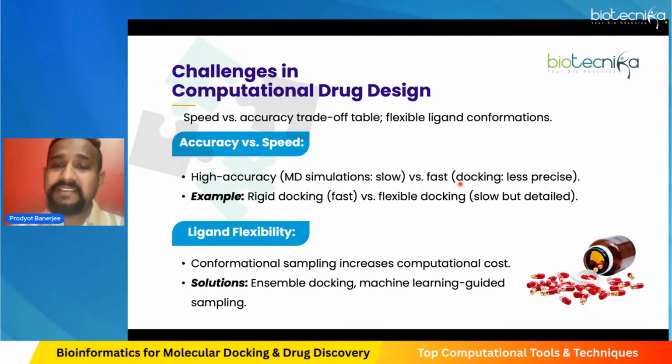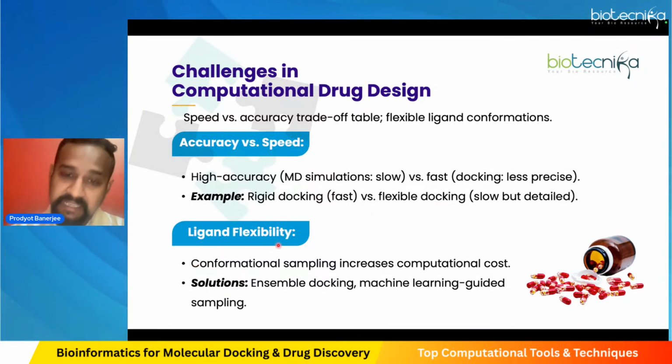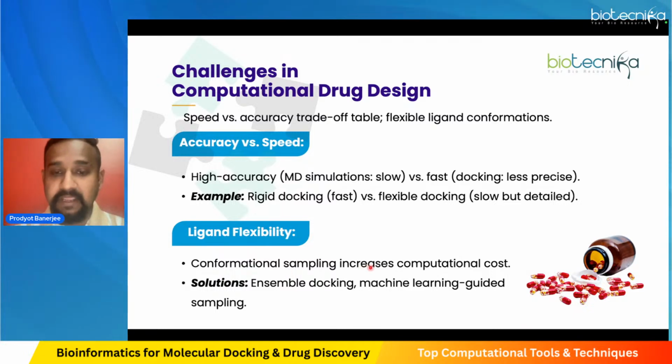Whereas docking can give you a quick overview of how things might work, so it is fast but less precise. For example, rigid docking is fast, but flexible docking, which takes many things into account like the shape change, is slow in nature. Then you have ligand flexibility, where conformational sampling increases computational cost. That is what we have also seen in the case of MD simulation.